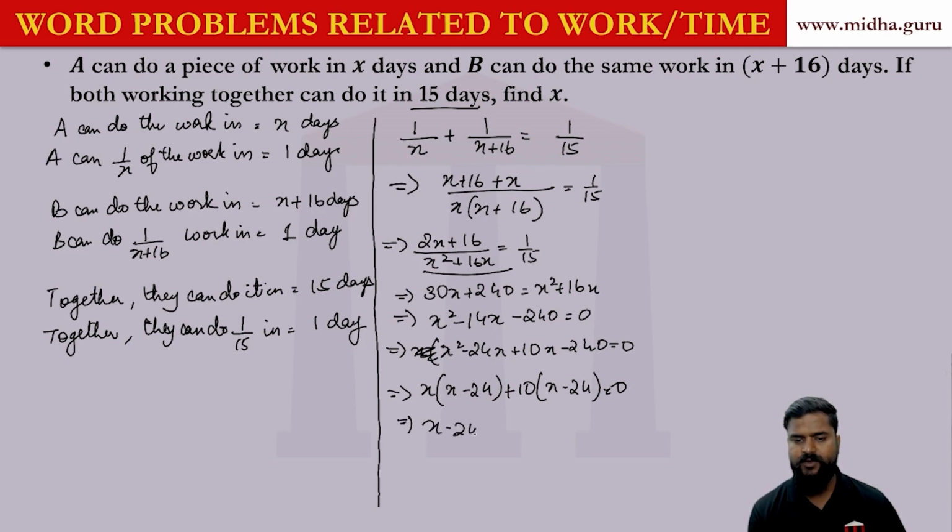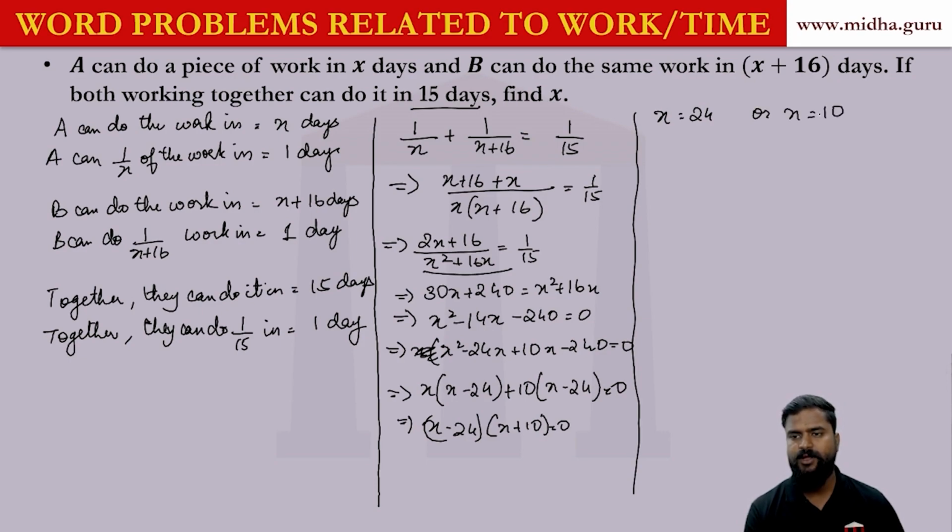So now x minus 24 into x plus 10 is equal to 0. So x is either equal to 24 or x is equal to minus 10, since plus goes and becomes minus. Now, since what we are finding here, the quantity x, is in days, it cannot be a negative number. So the answer will be 24. So A can do the work in 24 days.